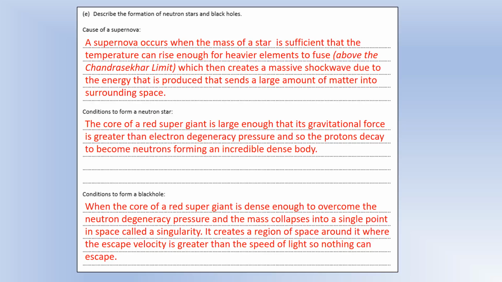So the reason a neutron star stops collapsing is because you get neutron degeneracy pressure, so stopping neutrons occupying the same quantum state. But the mass is so big you can even overcome that, and it collapses the mass into a single point called a singularity. And it creates a region around the singularity where the escape velocity, or the speed you need to escape from the field, is greater than the speed of light, which means nothing can escape because nothing is able to travel through space faster than the speed of light.